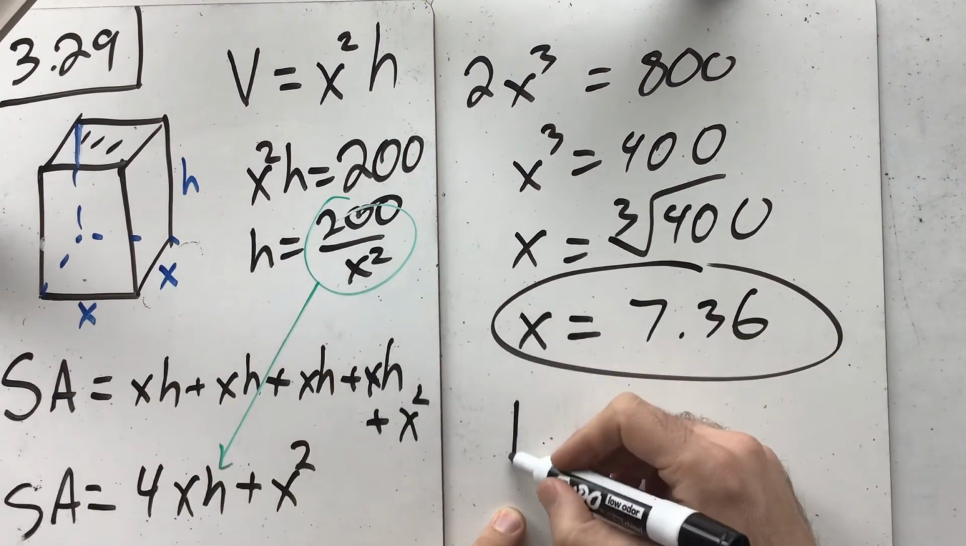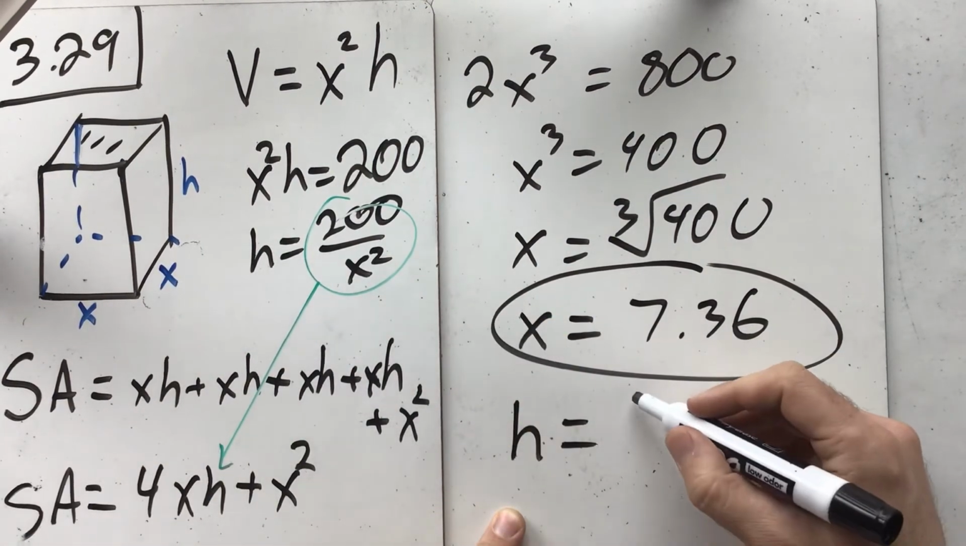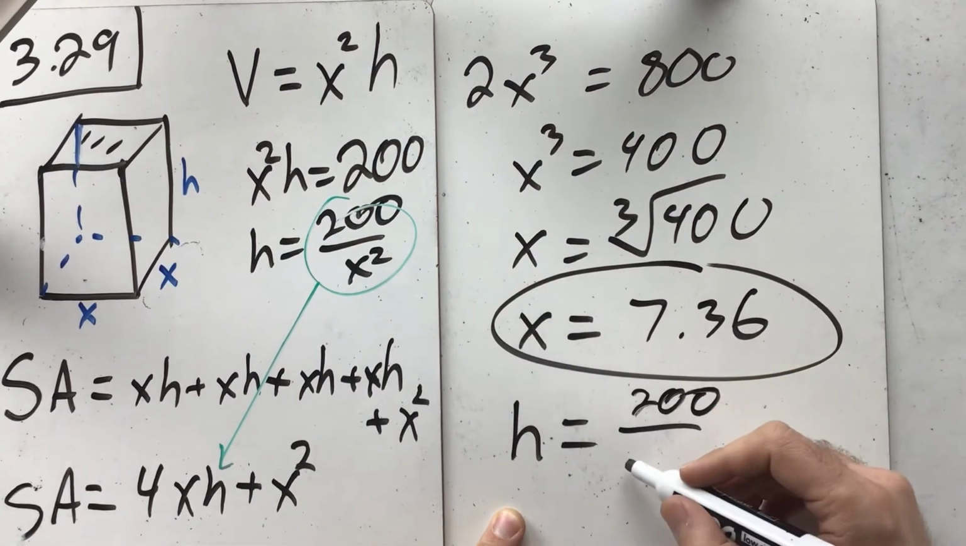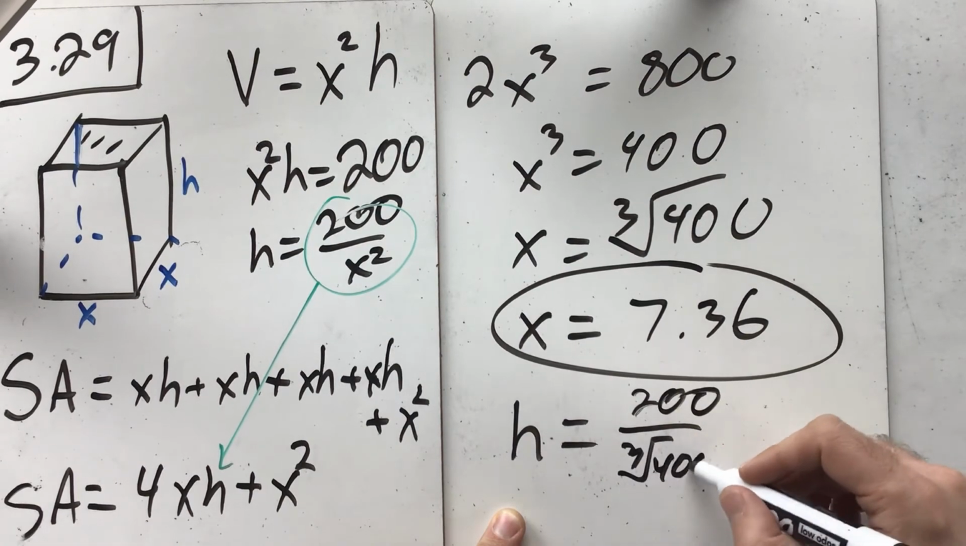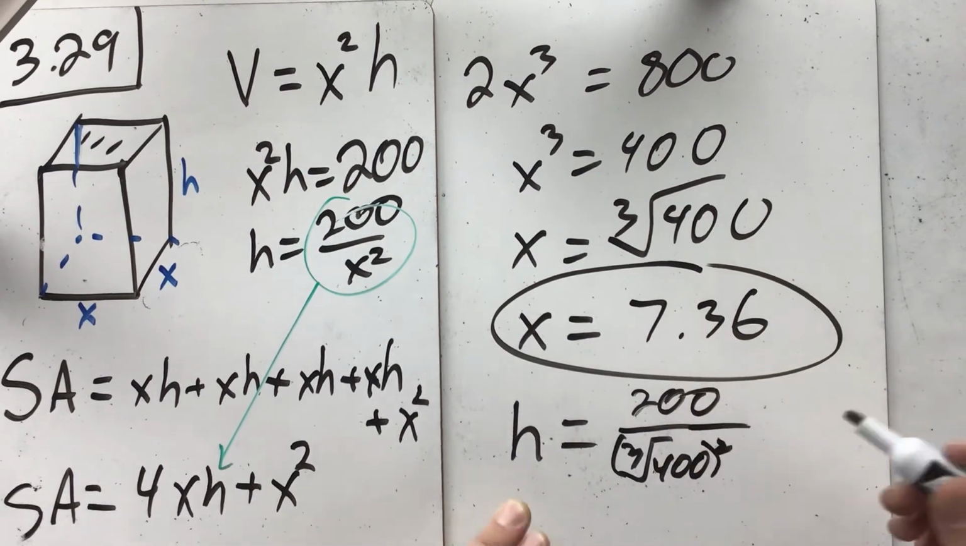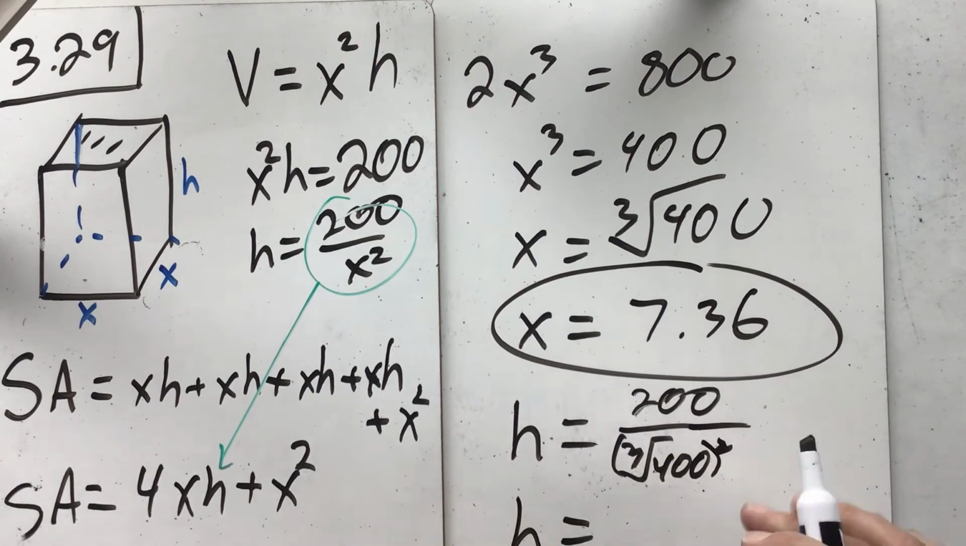H is right here. H is 200 over that cube root of 400 squared. And so I could put that in my calculator to figure out what h should be to solve this problem. And so h is, let's take that number and square it. And so h is 3.68.